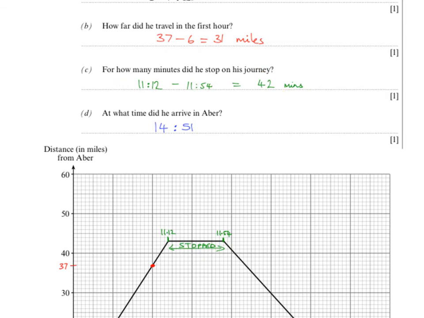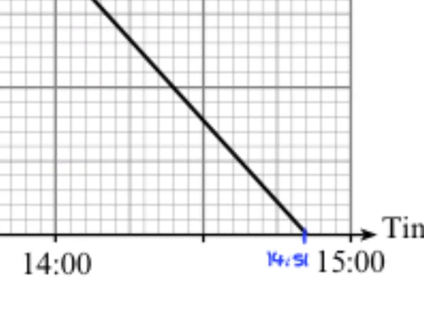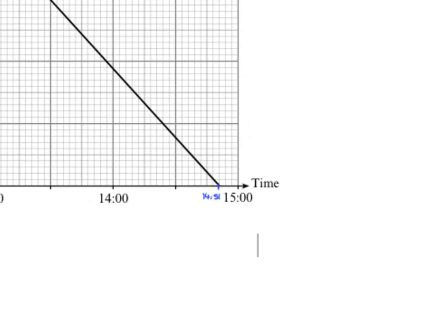And then finally, what time did he arrive in ABBA? Well, if you come down here, zoom in. Well, each little square is worth how many? 3. So that would be 14:57, 54, 51. It's got to be 51, not 50. Okay? So say if you don't clock that correctly.